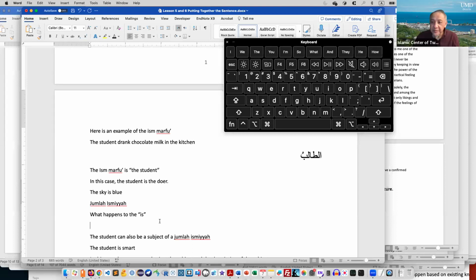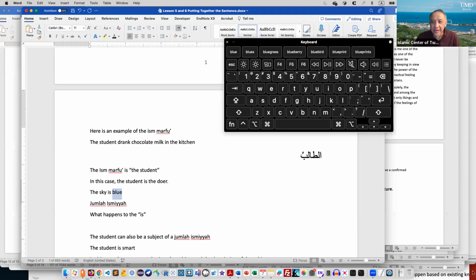Especially because blue is a description for the sky, so you don't need to say "is". Remember, blue in English is an adjective, but in Arabic it's an isim. And it is an isim because this is a quality, it's a name. Isims are basically names, and blue is the name of a quality of the sky. So you've got two isims next to each other, the sky and then blue, and there's no "is" in the Arabic language.